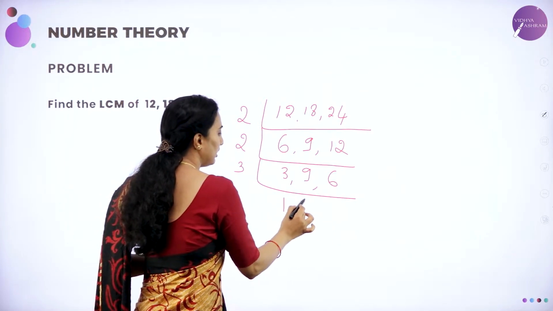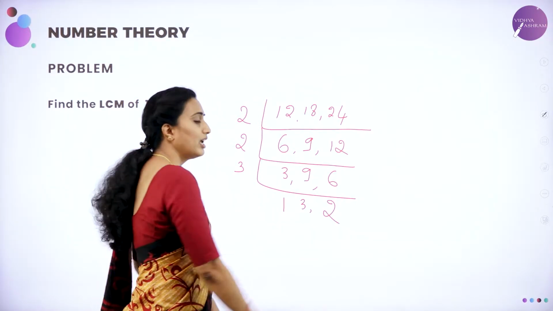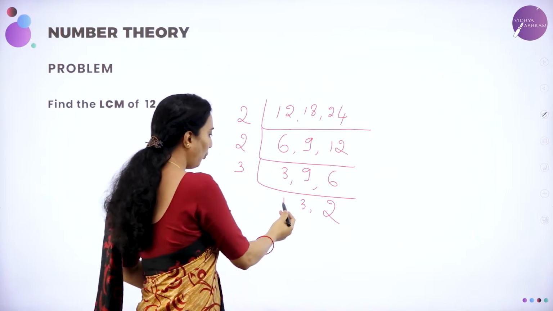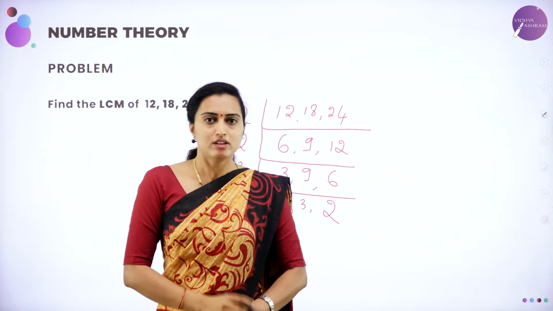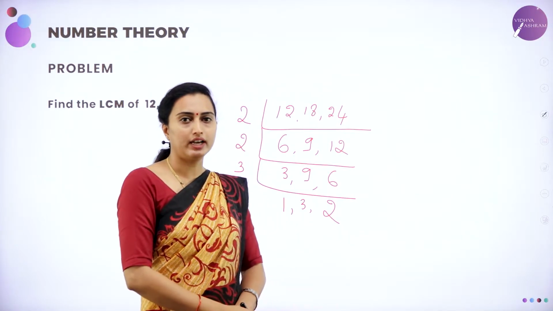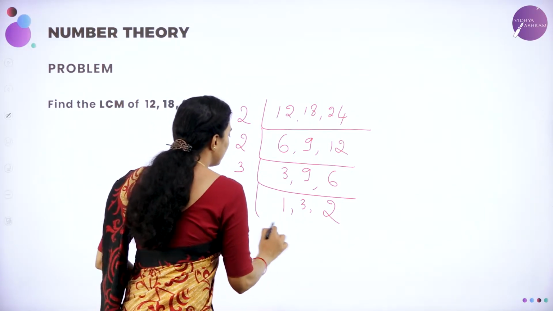3 1s are 3, 3 3s are 9, 3 2s are 6. Dear students, you can observe here 1, 3 and 2 are prime numbers, correct? So that product you are going to take it as. Otherwise, if you are getting confused, you can divide.